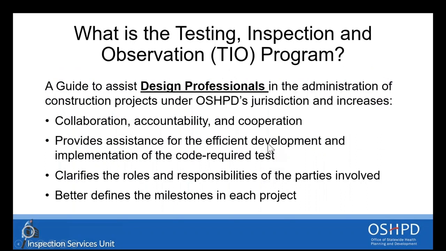Going to section 3, what is the test and inspection observation program? It is a guide that the design professional uses in administration of the construction for OSHPD projects, and it is to increase collaboration, accountability, and cooperation, and it provides assistance in efficient development and implementation of the code-required tests. And it is a guide for field staff and IORs too, right? On every specific item, whether the required tests are performed and these required special inspections are conducted. It clarifies the roles and responsibilities of each party involved and defines the milestones in each project.